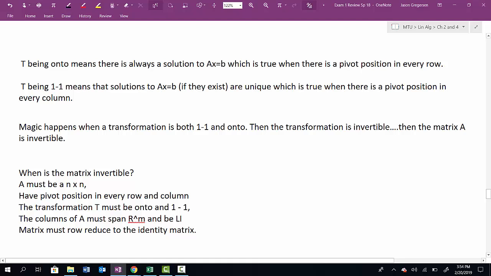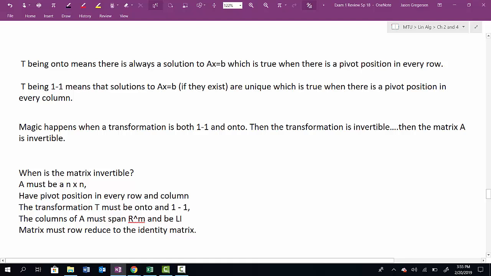So T being onto means there's always a solution to Ax equals b, which is true when there's a pivot in every row. T being 1 to 1 means the solutions to Ax equals b are unique. That's true when there's a pivot position in every column. Those are the big ideas. The magic happens when the transformation is both 1 to 1 and onto, and the transformation, as well as the associated matrix, is invertible.